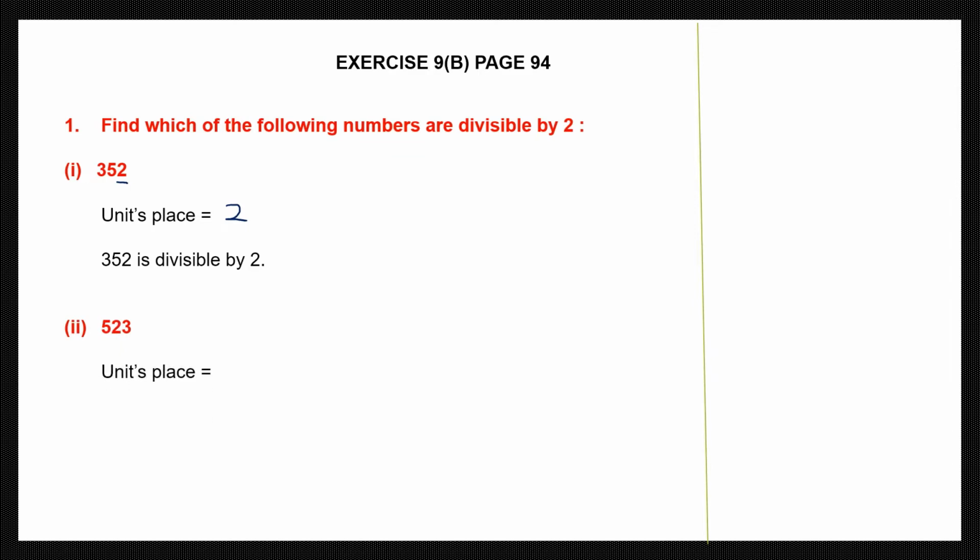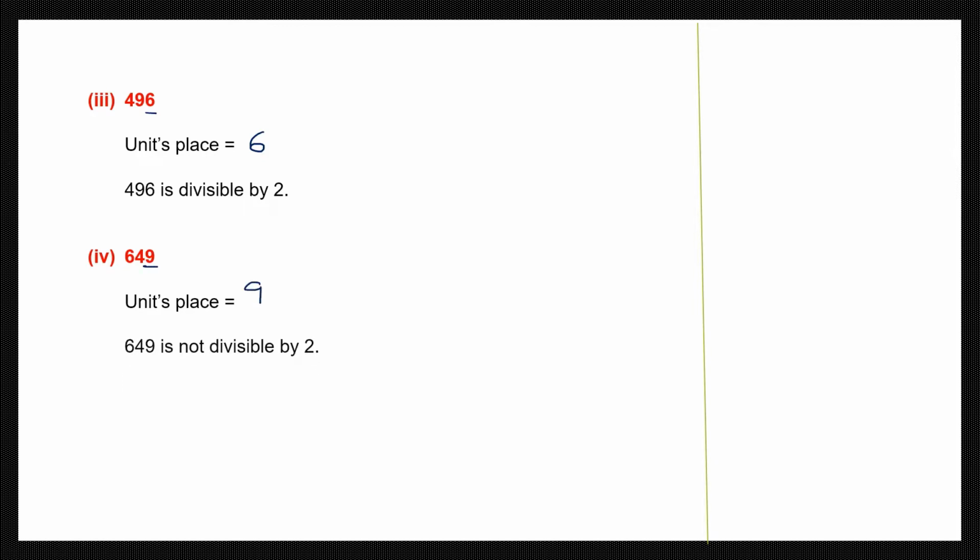Question 2. 523. In the units place, we have 3. And 3 is not an even number. Therefore, 523 is not divisible by 2. Question 3. 496. In the units place, we have 6. So that's an even number. That means 496 is divisible by 2. Question 4. 649. In the units place, we have 9, which is not an even number. Therefore, 649 is not divisible by 2.